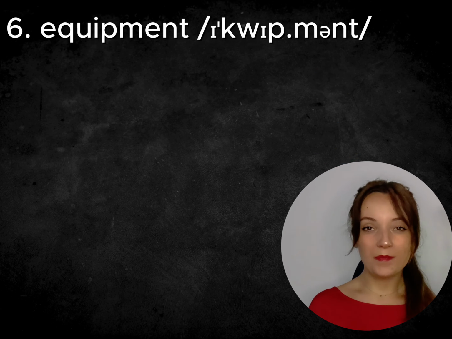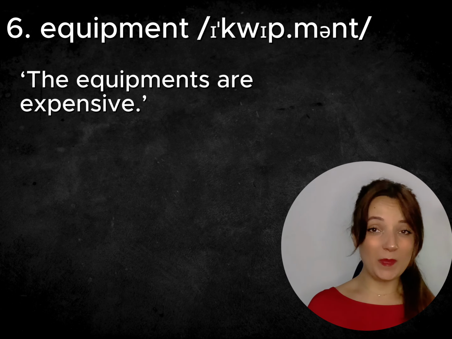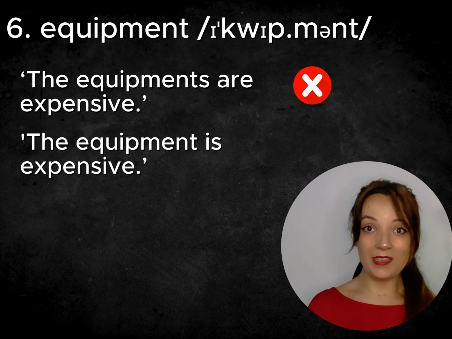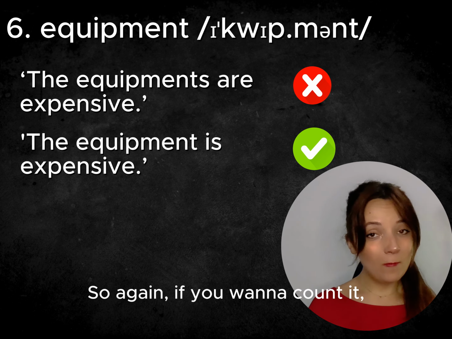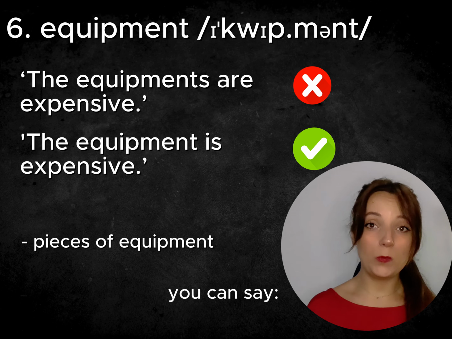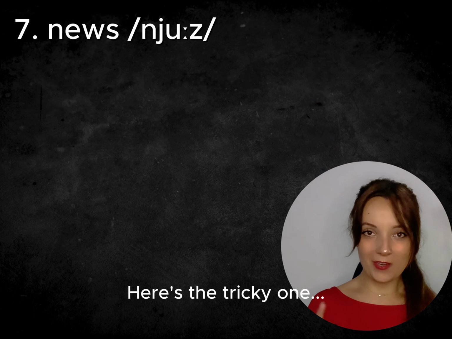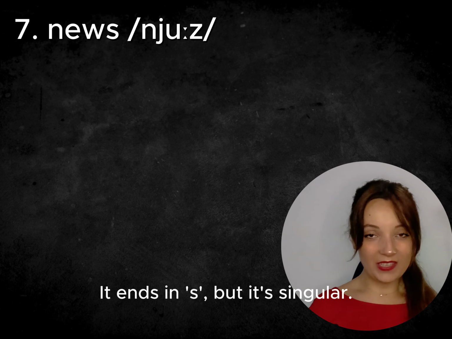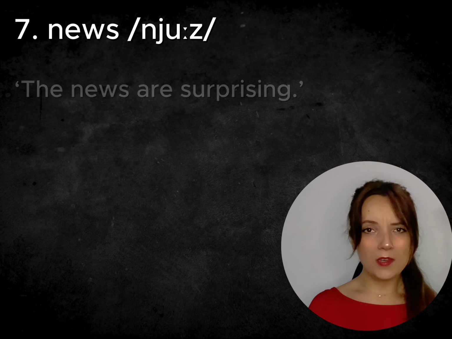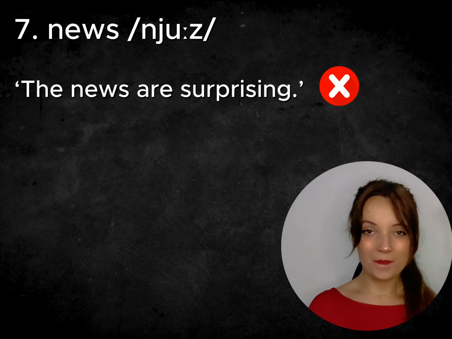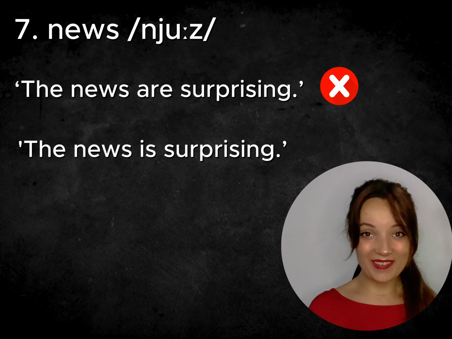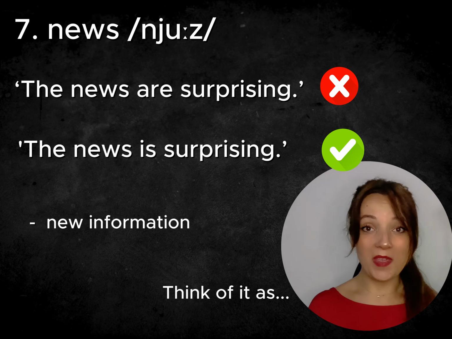Number 6, equipment. The equipments are expensive. The equipment is expensive. So again, if you want to count it, you can say pieces of equipment. News. Here's the tricky one. It ends in S, but it's singular. The news are surprising. The news is surprising. Think of it as new information.